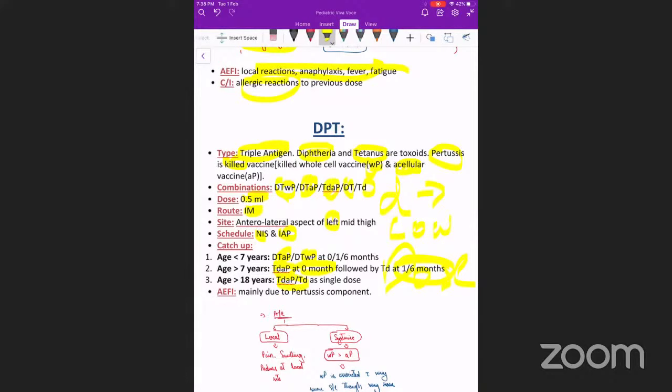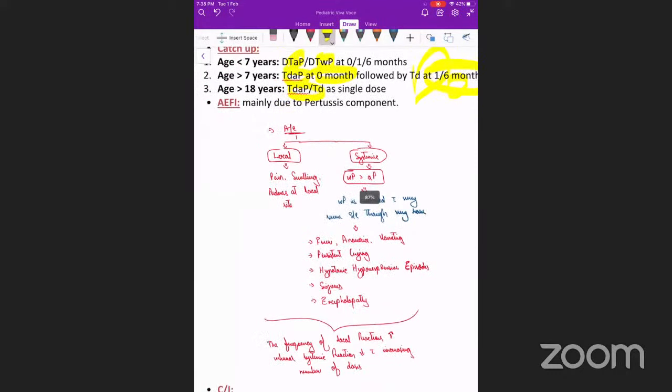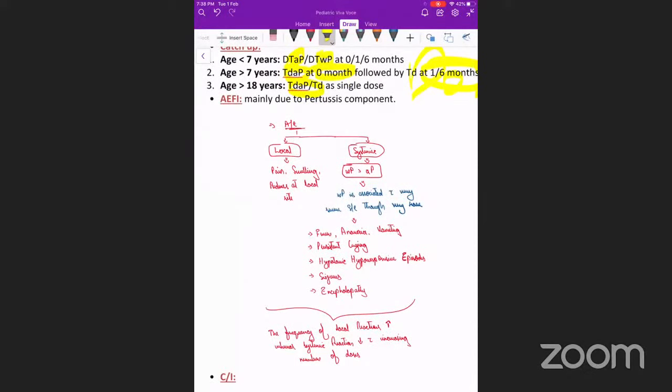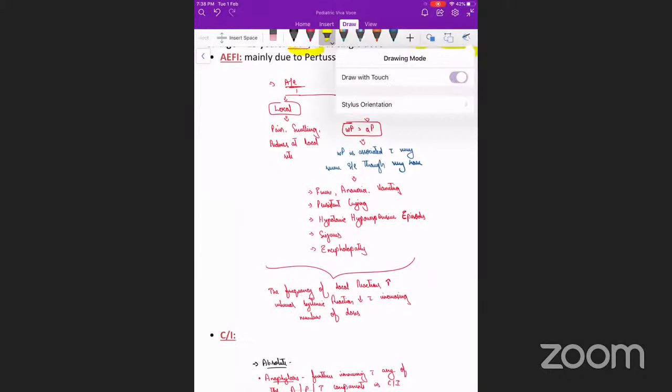Next comes the adverse effects following immunization. Since diphtheria and tetanus are toxoids, they might just produce a hypersensitivity reaction. Most of the adverse effects that we deal with are because of the pertussis component. The whole cell pertussis causes much more adverse effects as compared to acellular pertussis. So acellular pertussis is recommended even though it is costlier. So IAP goes with acellular pertussis.